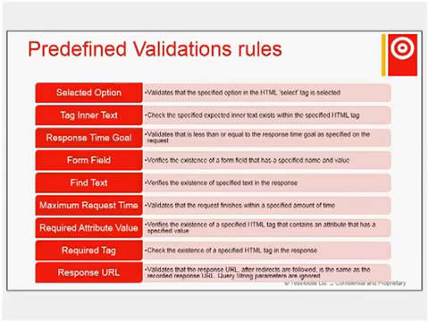We can also put these in at the test level. So any validation rule can be put in not only on an individual request, you can do them at the test level, which means it will then be applied to every request in the web performance test. So, response time goal. And we've also got response URL.